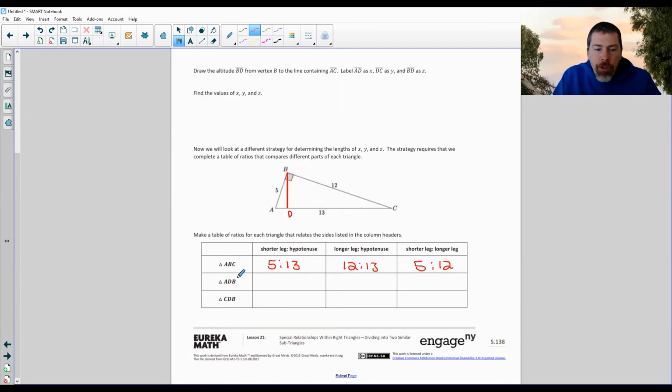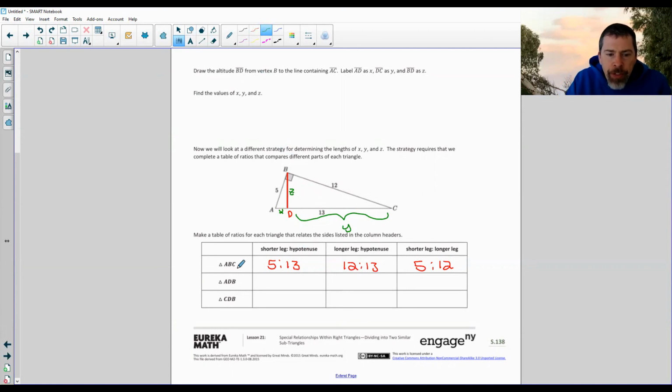Okay, so then when we do ADB, ADB is this teeny little one here, then the short leg is AD, and we called that, let me go back and see. Draw altitude BD, I didn't label this, label AD as X, let me use green, AD is X, DC is Y. So this piece is y, and the altitude is z.